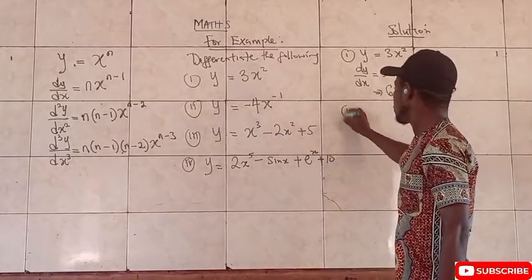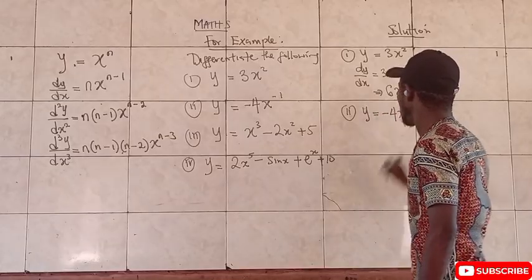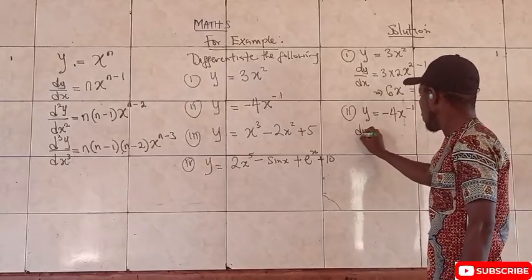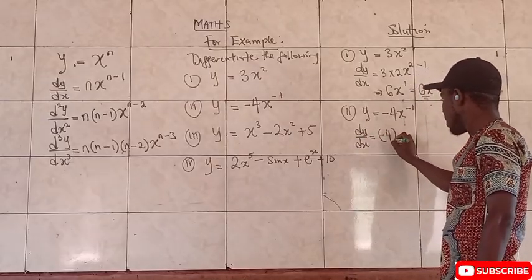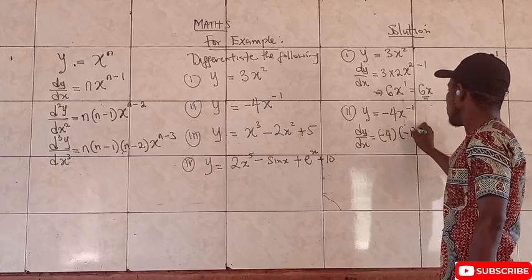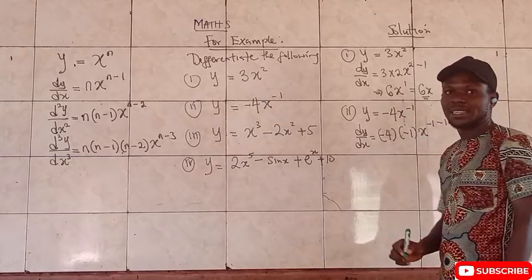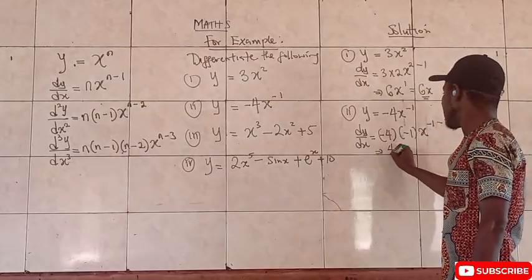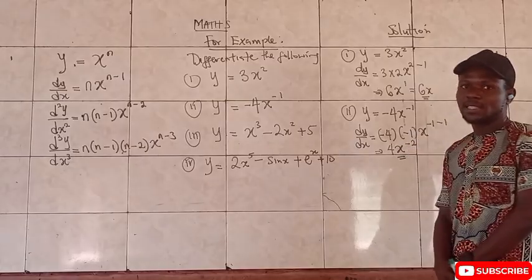Now look at number 2. I have y equals minus 4x raised to the power minus 1. Just the same principle. Now of course it's a constant. So dy/dx will just become minus 4 in the bracket, then minus 1 will come to the back. Then I write my x saying minus 1 minus 1. Do you understand? Then this becomes minus 4 times minus 1. That is simply 4. Then I have x raised to the power minus 2 as my answer.